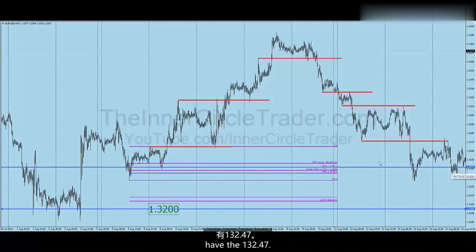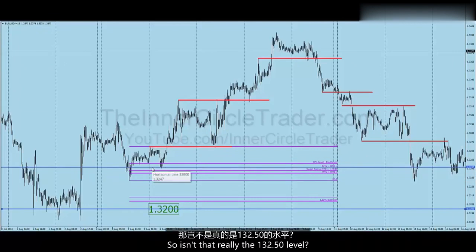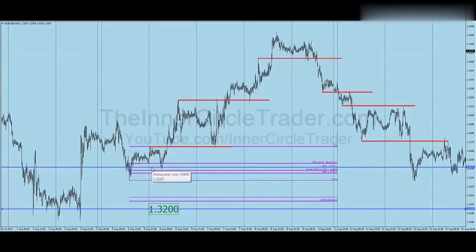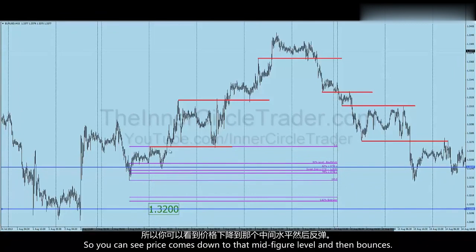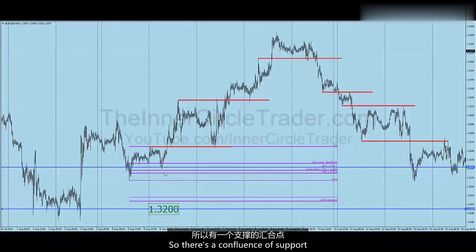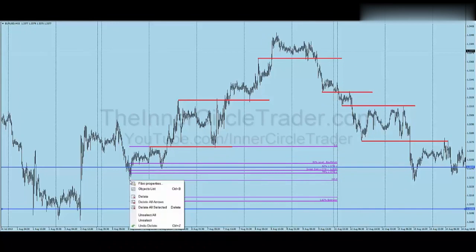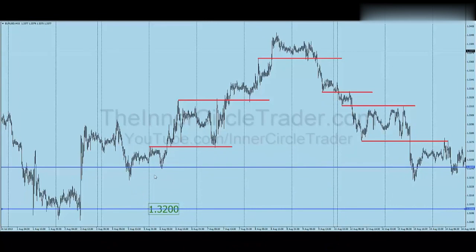We have the 132.47. So isn't that really the 132.50 level? It's a big round number, right? So you can see price comes down to that mid-figure level and then bounces. So there's a confluence of support like that. Okay, now price rallies up, comes down, bounces here, trades up, finds a high, and then retraces to do what?